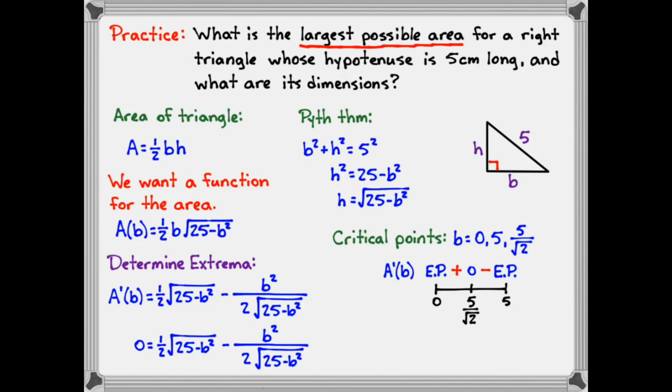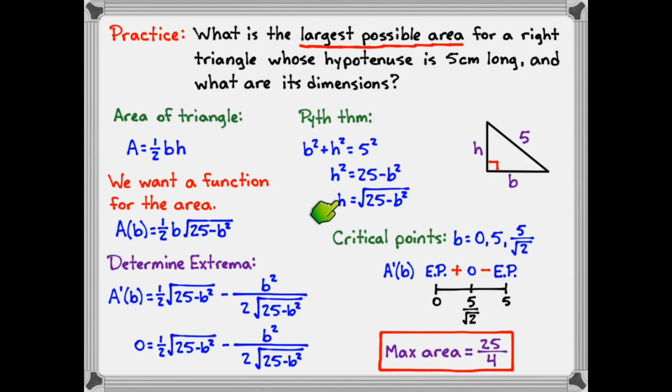That tells us that our absolute maximum area occurs when b equals 5 over rad 2. And then we can plug that into our area formula, after we plug into the Pythagorean theorem to find the other side. But if you plug in that critical point of 5 over rad 2 to our b value here and simplify this, 5 over rad 2 squared becomes 25 over 2. 25 minus 25 over 2 becomes 25 over 2, and we square root it, we end up with the same value, 5 over rad 2.